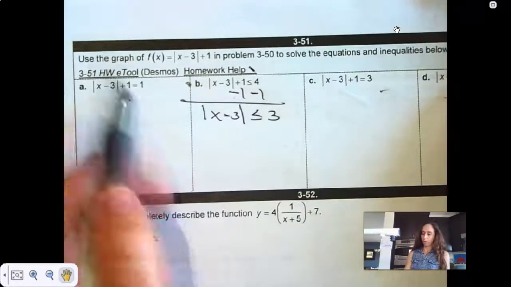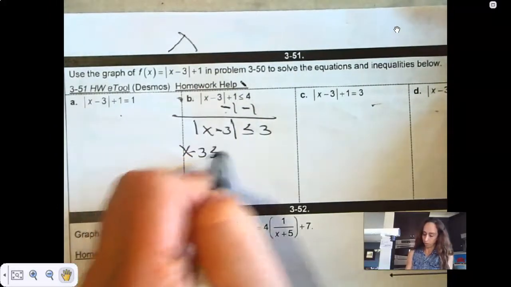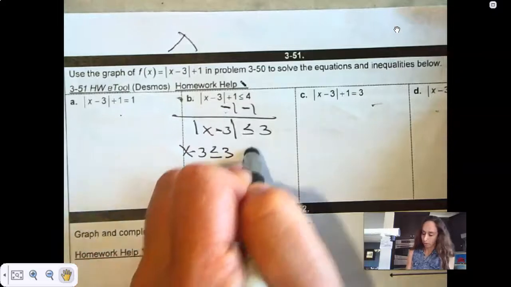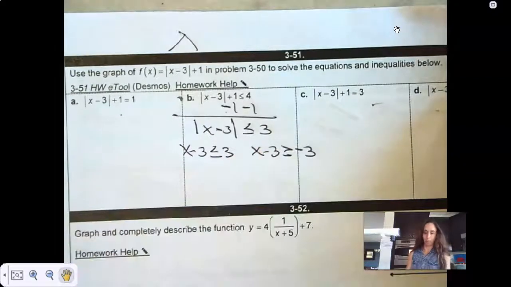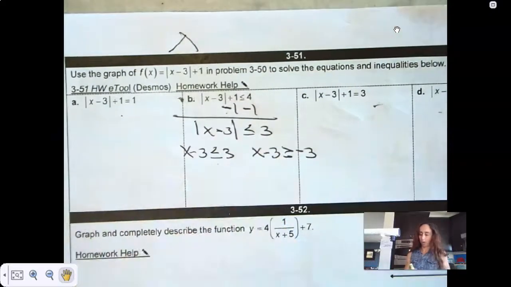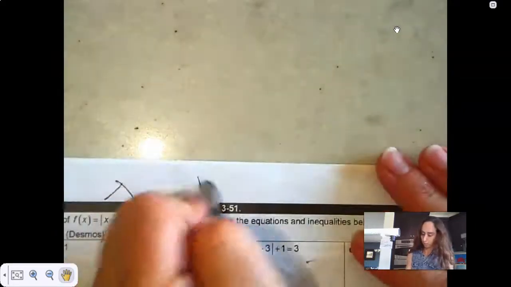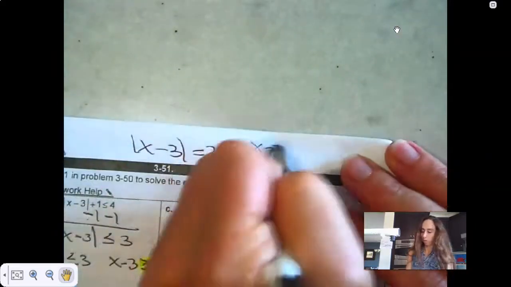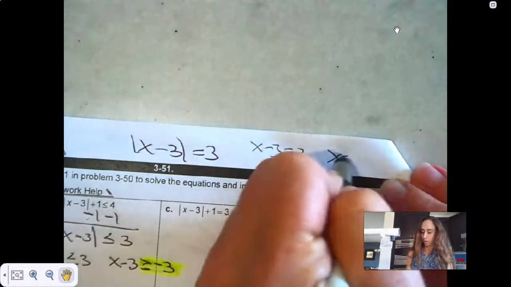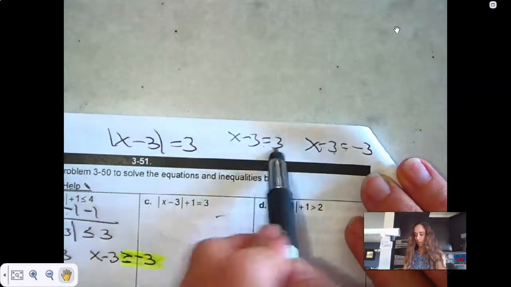So remember how when you had absolute value, you split it? You still do the same thing. So you have x minus 3 is less than or equal to 3. But then the other one would be x minus 3 is greater than or equal to negative 3. So you switch the sign and make it negative. Where before, if I had the absolute value of x minus 3 equals 3, you would go x minus 3 equals 3, x minus 3 equals negative 3. You can't switch around the equal sign because it's still an equal sign, but you can make the positive negative.